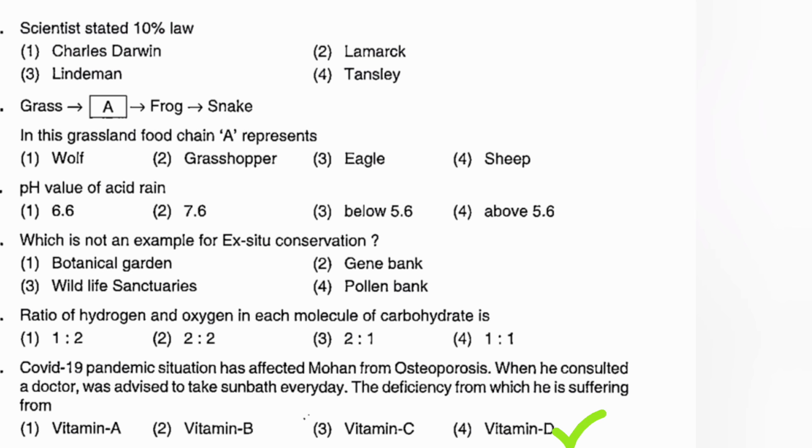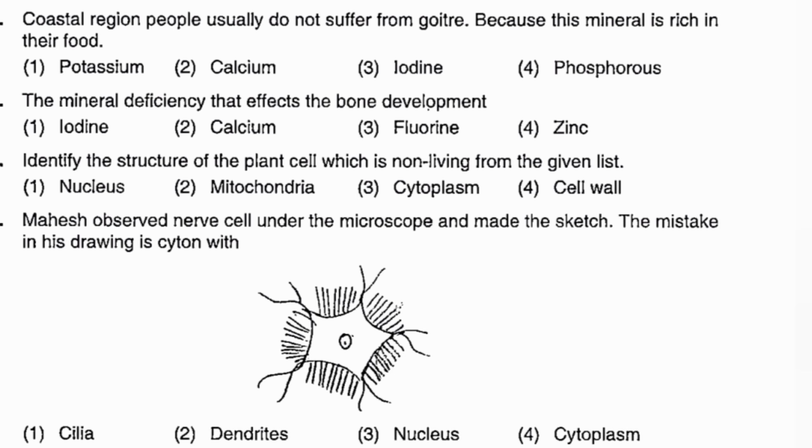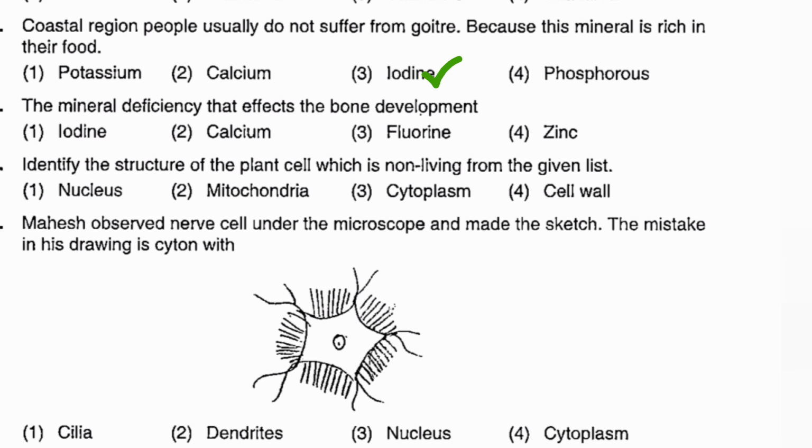Next one. Coastal region people usually do not suffer from goitre because this mineral is rich in their food. So the seafood is rich in iodine. So the answer is iodine. The mineral deficiency that affects bone development is calcium. So it is essential for strong bones.